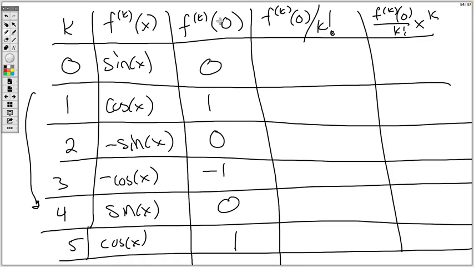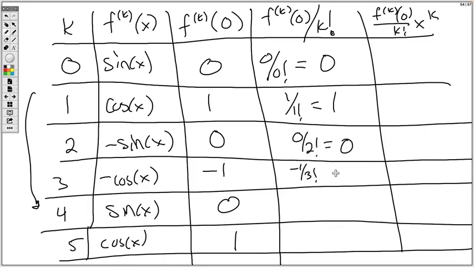Okay. Now, I do this. I take 0 over 0 factorial. And remember, don't freak out, because 0 factorial is the number of ways to arrange nothing. And there's one way to arrange nothing. You just leave it as is. So this is 0. That's totally cool. I got 1 over 1 factorial. I got 0 over 2 factorial. I got negative 1 over 3 factorial. I got 0 over 4 factorial. I got 1 over 5 factorial. You with me or not?